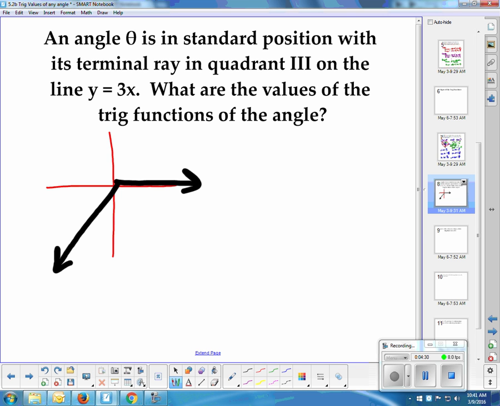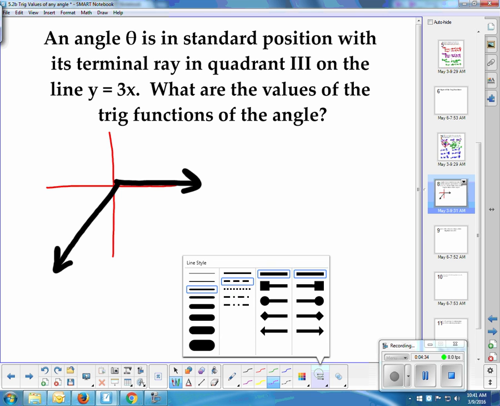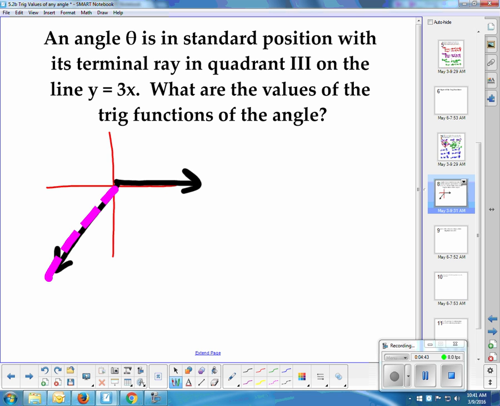But I do know that the terminal ray coincides with the line y equals 3x. So that's the line with a slope of 3 and a y-intercept of 0. So that would be something like this line right here. And to solve this problem, all I really need is any point along the terminal ray. It doesn't really matter.